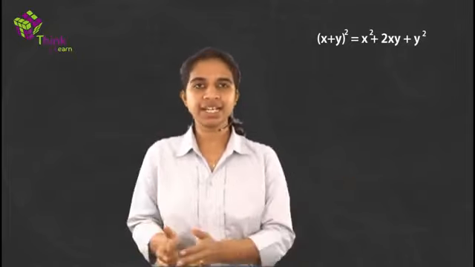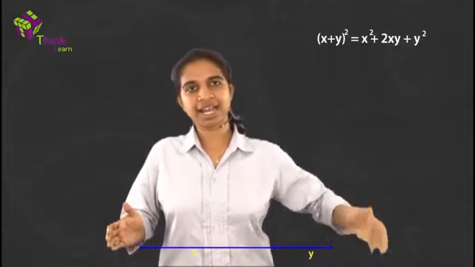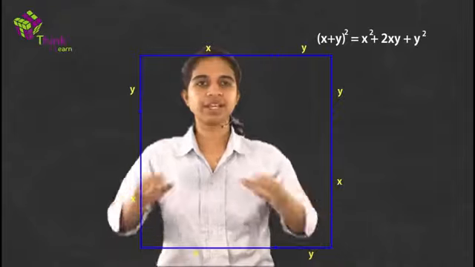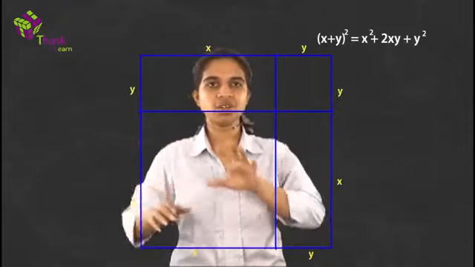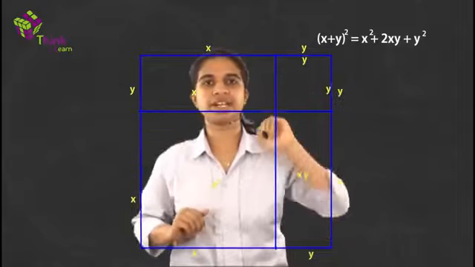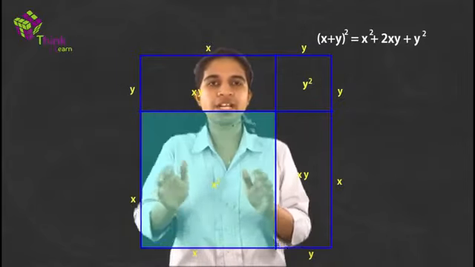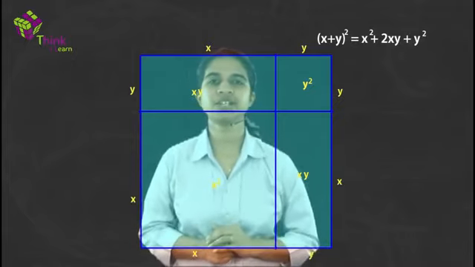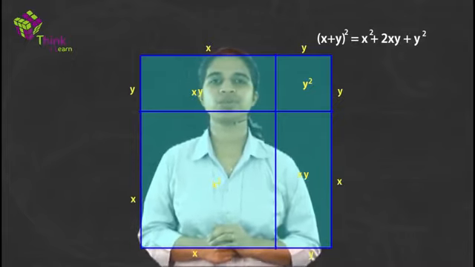How do we visualize it? x plus y and a square, right? So this side is also x plus y, this side is also x plus y, right? If you draw these two lines, you'll get this as x squared, this as xy, this as xy, this as y squared. So you have 1 x squared, 2 xy, 1 y squared. That's how you get the expression x squared plus 2xy plus y squared.